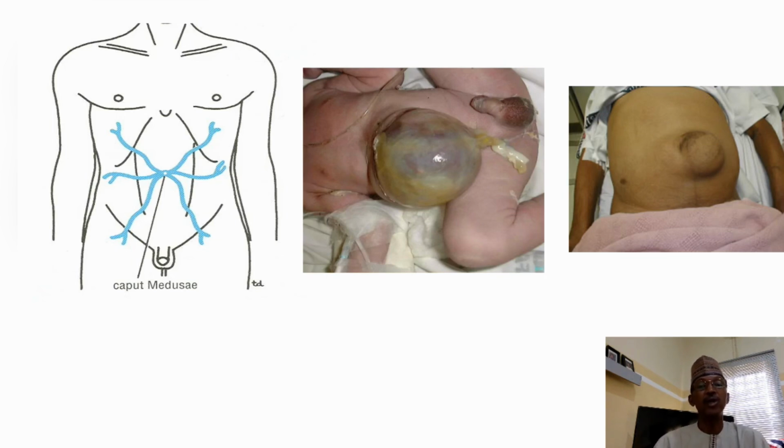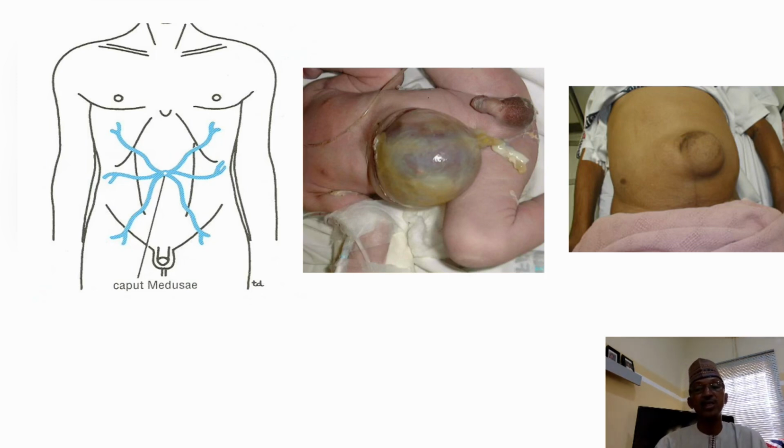compression of the portal vein that carries the deoxygenated blood into the liver. So if there is a liver condition, something like liver cirrhosis, and the portal vein is being compressed by the cirrhotic liver, that can cause this caput medusae, that is dilatation and radiation of the para-umbilical veins away from the umbilicus. That is caput medusae.